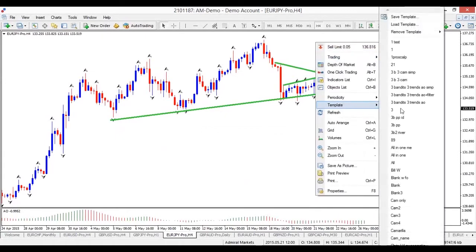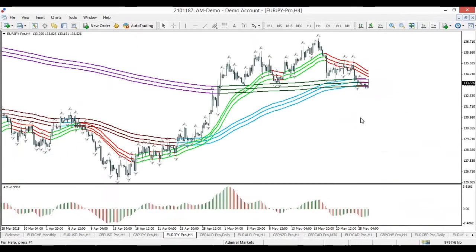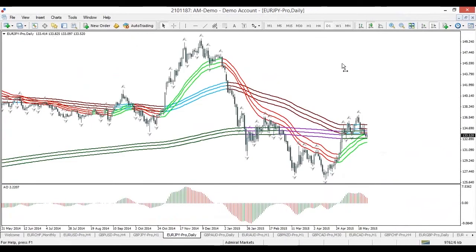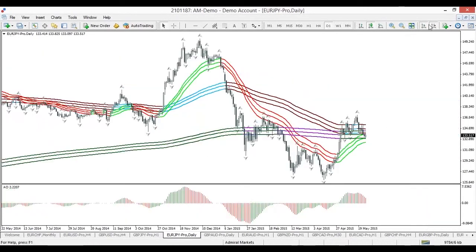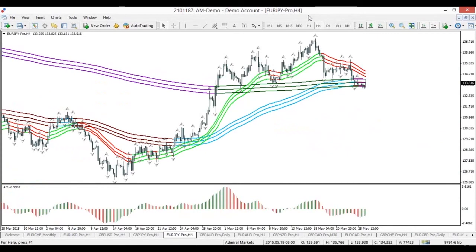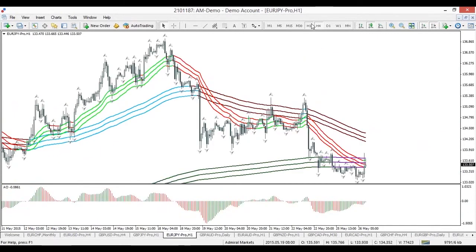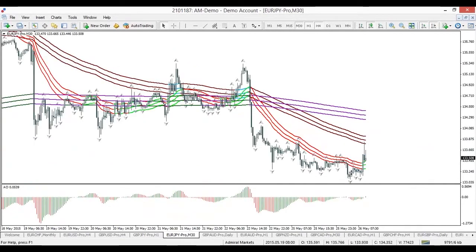Let's put the moving averages on. Moving averages all intertwined and flat. As you can see, this is a classical situation where everything is just yuck on all time frames. This is easy, a pair that we can skip because there's so much sideways movement.